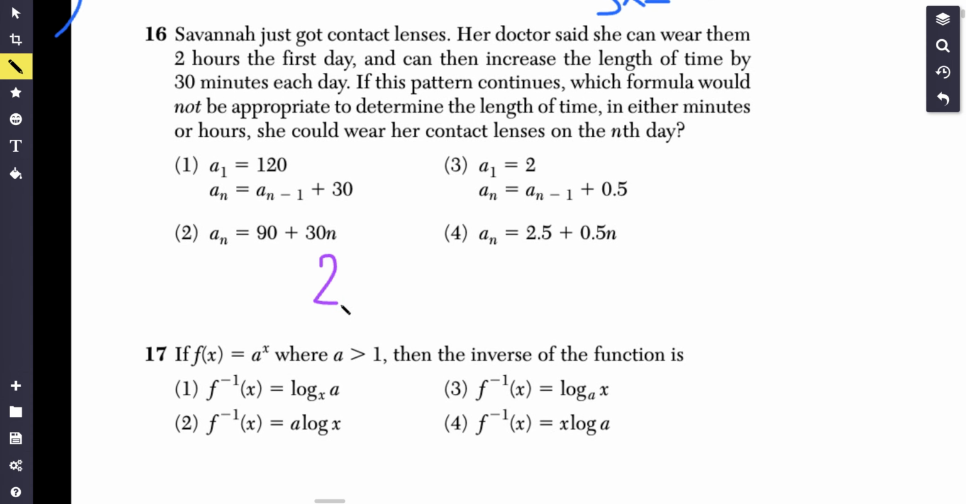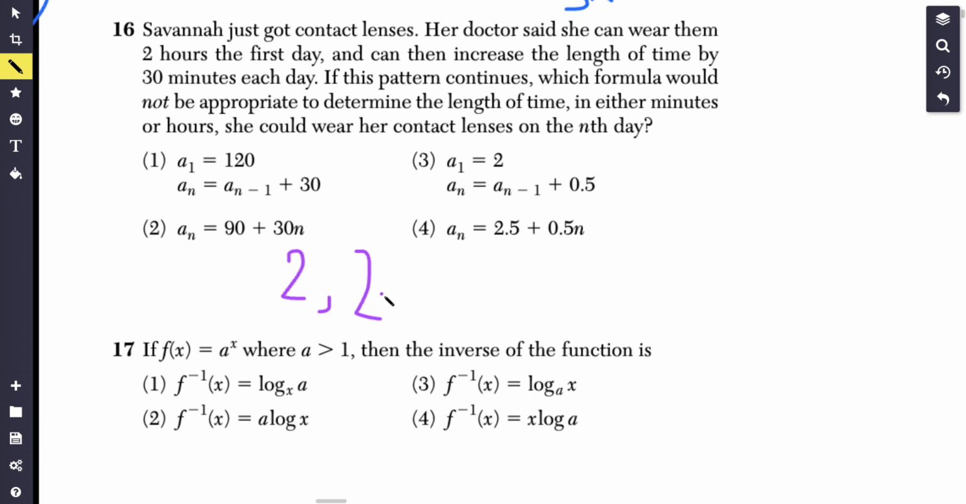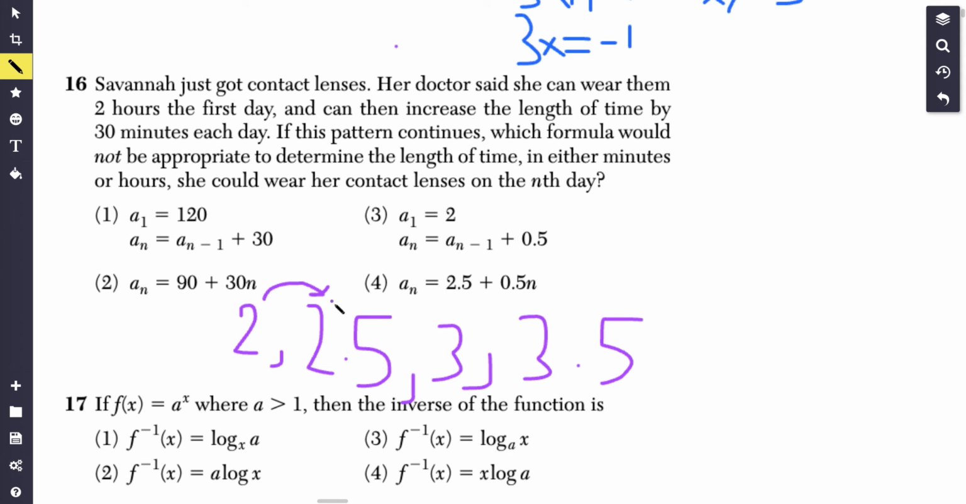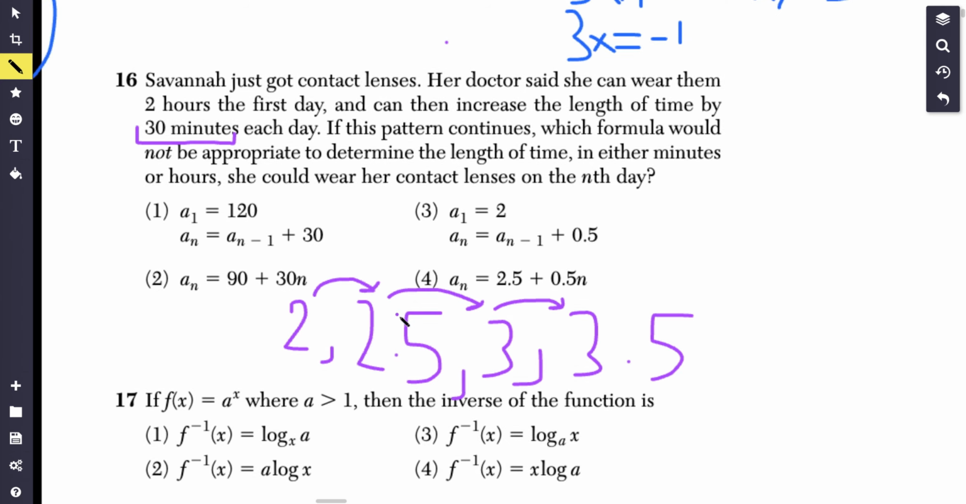So we have 2 hours on the first day, then 2 hours, 30 minutes on the second day. So 2.5 hours, then 3 hours, then 3.5 hours. And you see the pattern, right? It's a sequence of numbers. And in this case, it has something known as a common difference. Every day, you're increasing the amount by half an hour. So the pattern is that you're adding 30 minutes each day. That's going to be your common difference.